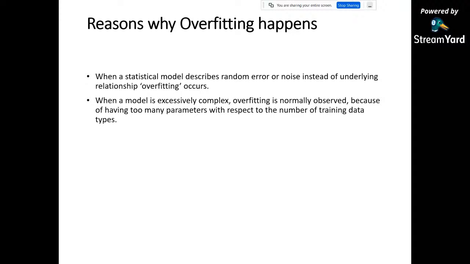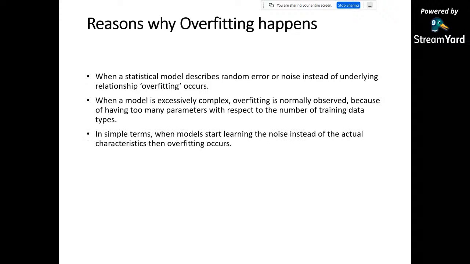When a model is excessively complex, overfitting is normally observed because of having too many parameters with respect to the number of training data types. Also, in simple terms, we say that when a model starts learning the noise instead of learning the actual characteristics, then overfitting occurs. So you just remember this third point, in very simple terms: when the model starts learning the noise instead of the actual characteristics, then we say overfitting occurs.